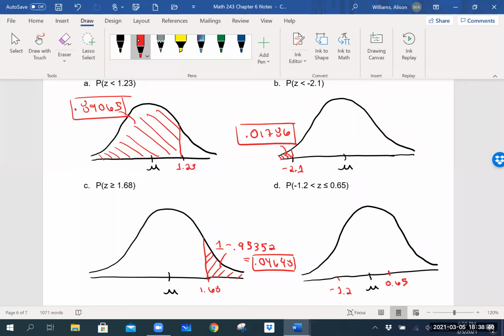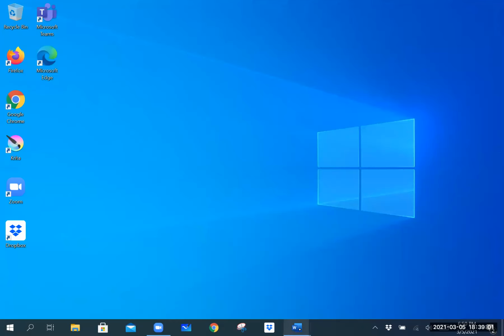All right, so we're going to find the area between these two values. That is what this says. It's the probabilities between these two values. So what we're going to do is look up both values off the table. And then because we want between them, we're going to subtract. All right, so back to the table. Let's give this a try.